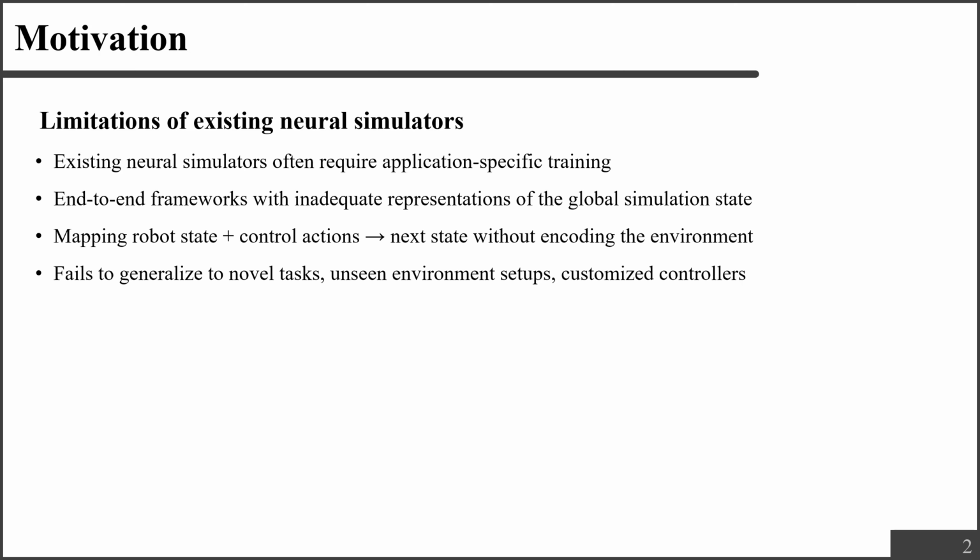The paper argues that many existing neural robotics simulators need application-specific training. Also, they directly map state and control actions to the next state. If the environment is not encoded, the model must implicitly memorize it. If controller actions are used as inputs, the model tends to overfit to the training controller. As a result, generalization breaks under new tasks, new environment setups, or customized controllers.